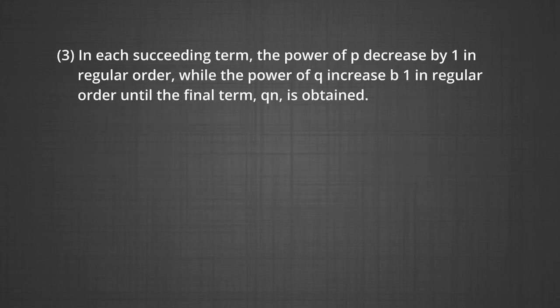In each succeeding term, the power of p decreases by 1 in regular order, while the power of q increases by 1 in regular order until the final term q to the n is obtained.